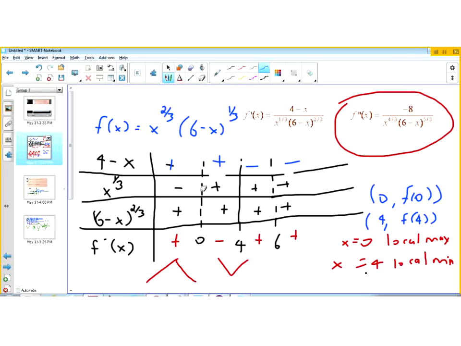So actually, at x equals 0, it's neither a local min nor a local max now. Oh no, that changes everything now, doesn't it? So that means we need to fix this. So to the left of 0, it's negative. To the right of 0 is plus. So that means x equals 0 is a local min. So we need to change this to a local min.